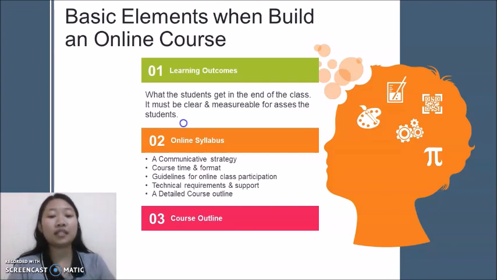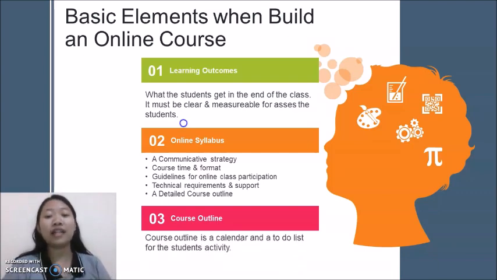And the last is the detail of the course outline. So the third is the course outline. A course outline is a calendar and a to-do list for the student in one lesson. And finally, I will give an example of one online lesson in my class.